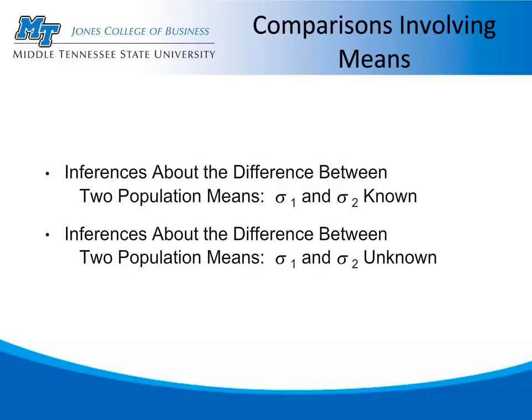Now, we're not going to be covering other cases other than these two because we want to have enough time to cover simple linear regression. So we're comparing the means between two populations where we're assuming that we know sigma 1 and sigma 2. We'll use a z for that case, the standard normal distribution. And then we're going to be comparing means where we don't know sigma 1 and sigma 2. And there we're going to use student's t-distribution.